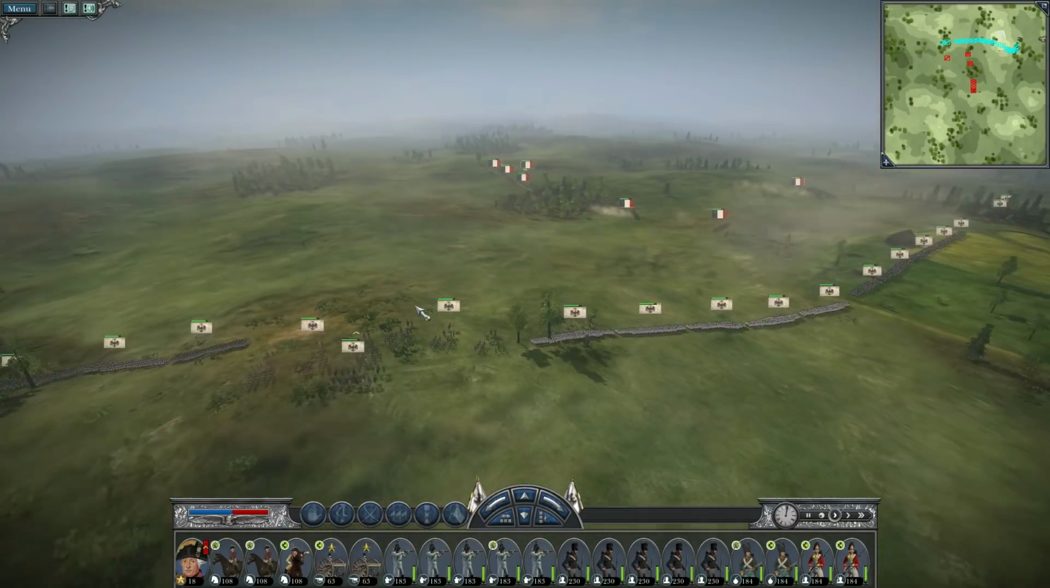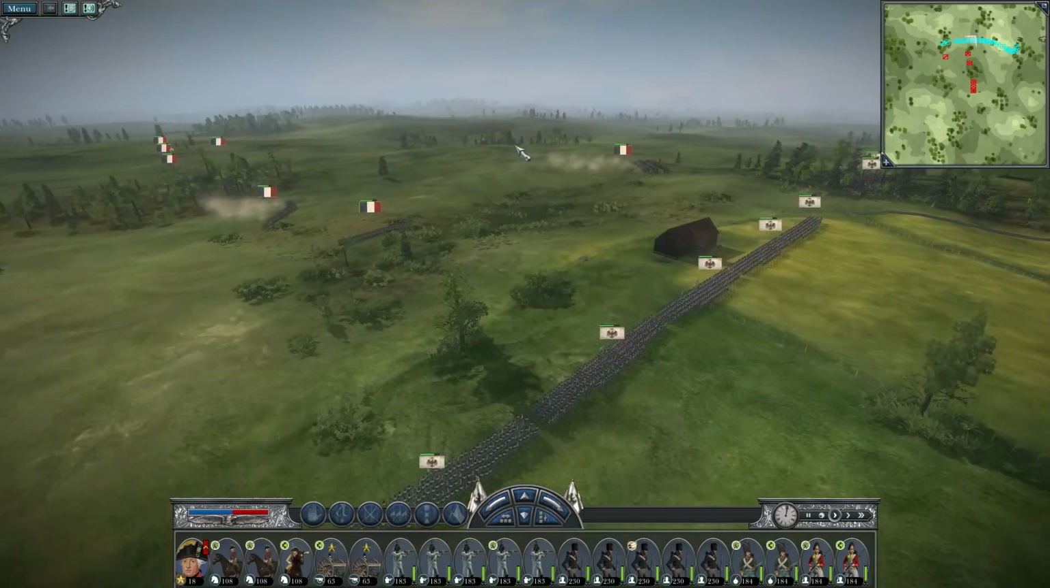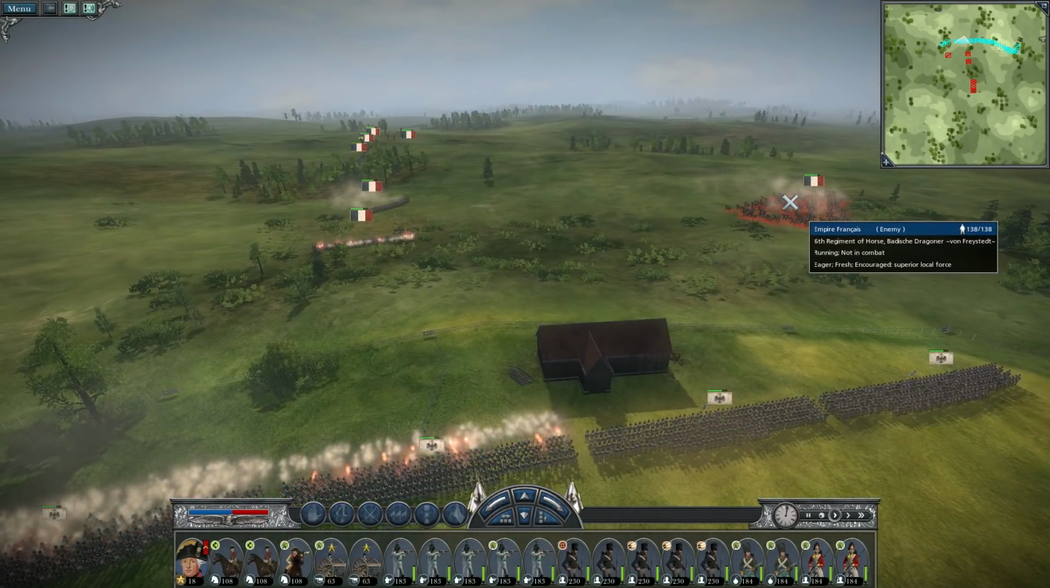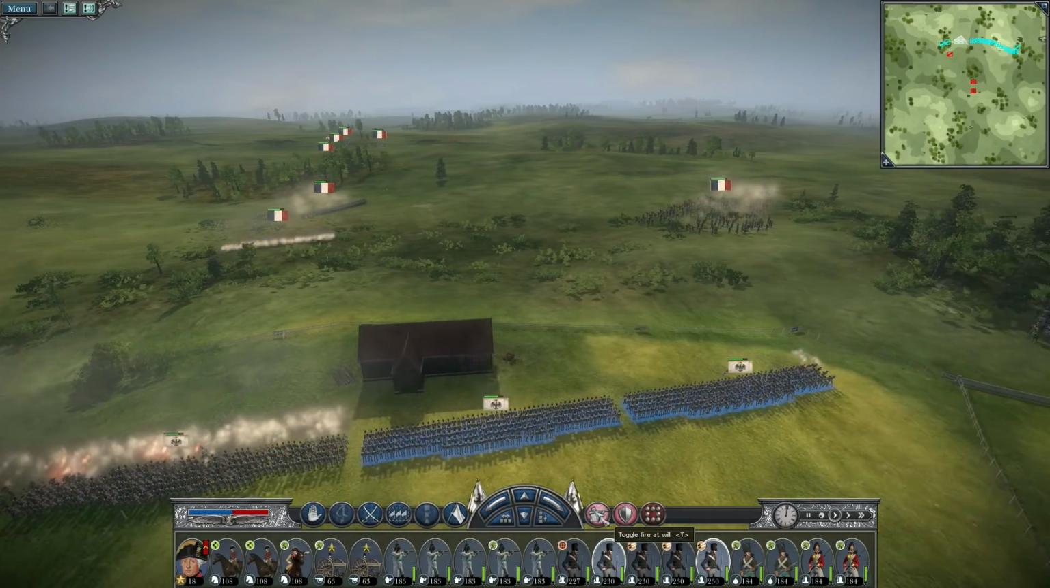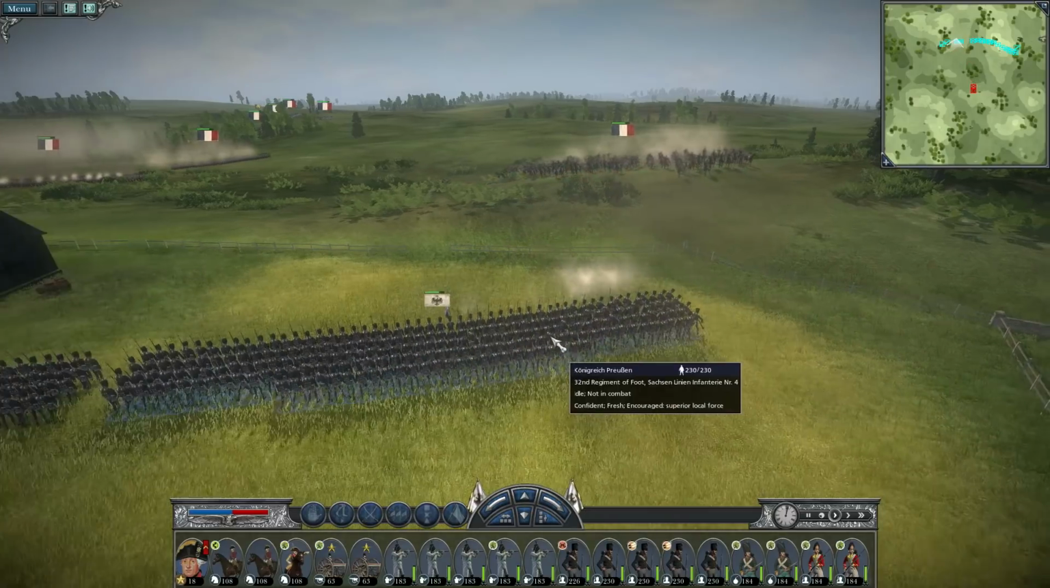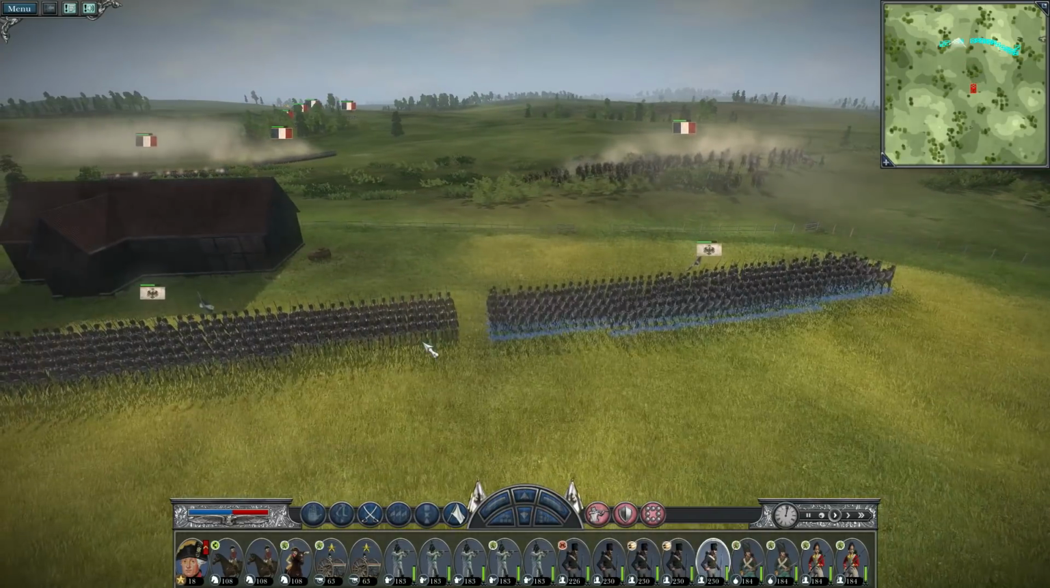Oh, the French are actually making some moves. They've got some Bardish and Dragoons. What I'll do is I'll hold fire, and we'll wait until they get closer. You know what? Probably should form square.